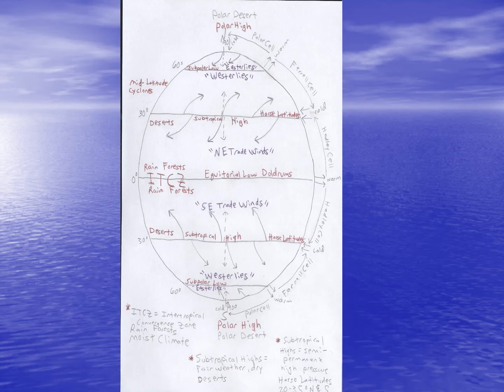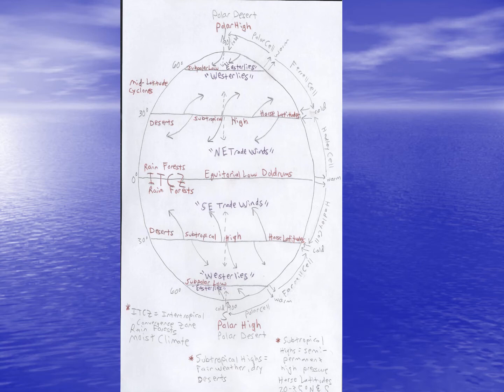Anyway, from 0 to 30 degrees, you have your northeast trade winds. Notice they're coming from the northeast. Why called trade winds? Because sailors could very much rely on these winds to get them where they needed to go, to negotiate to buy spices or whatever they were going to bring back to Europe.